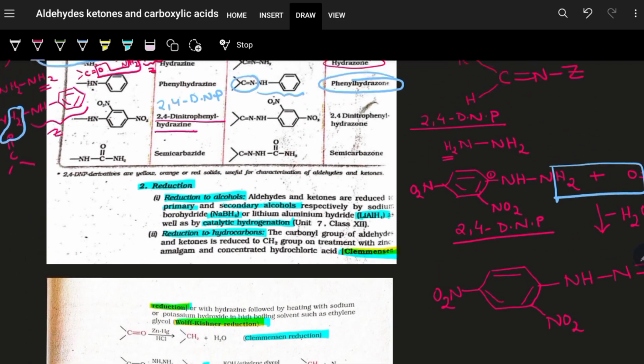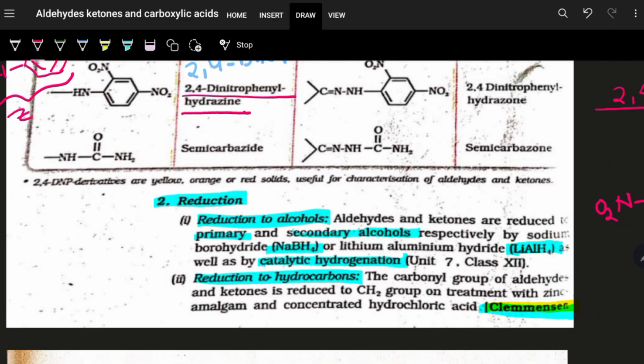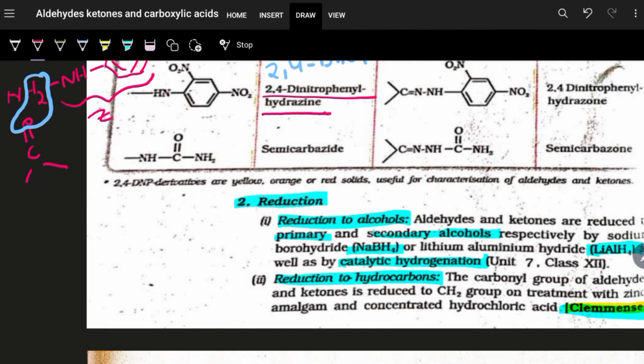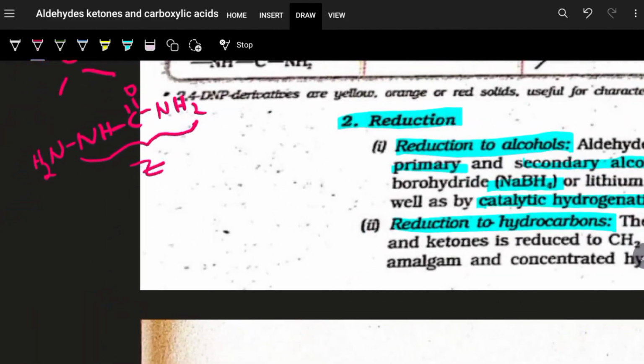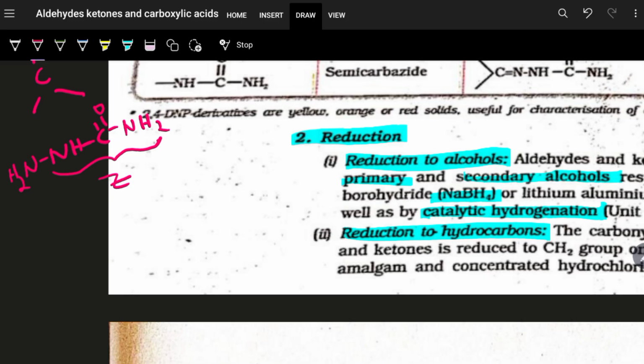Next, moving on to semicarbazide. So what is the structure of semicarbazide? Semicarbazide has NH2, NH, C double bonded O, NH2 structure. This is your Z part. Now here the product obtained by the elimination of H2O is semicarbazone, and remember a question comes, which of the two NH2 is involved in the reaction? So there is A, this is A side NH2, this is B side NH2.